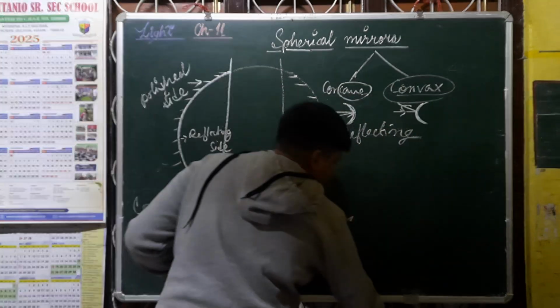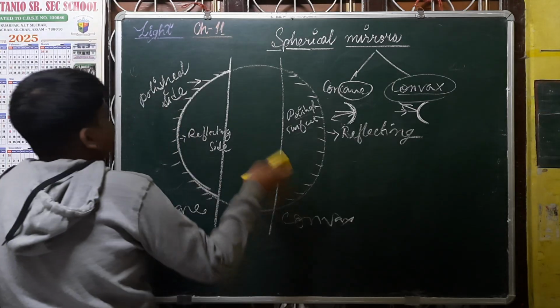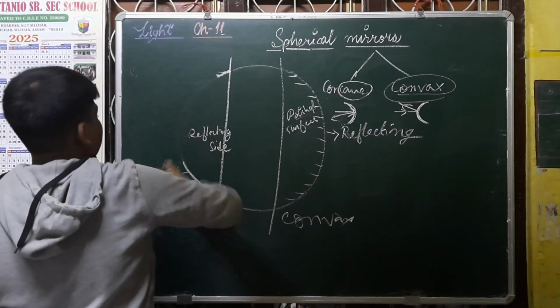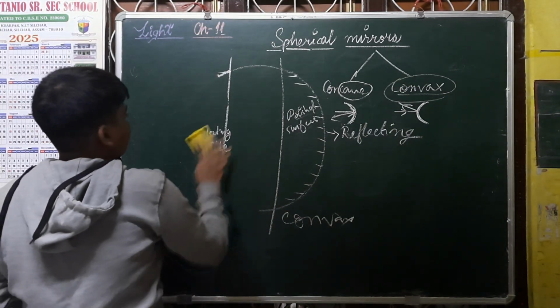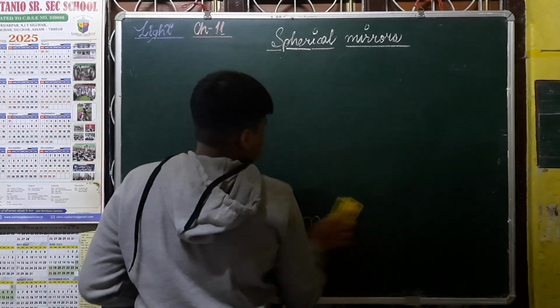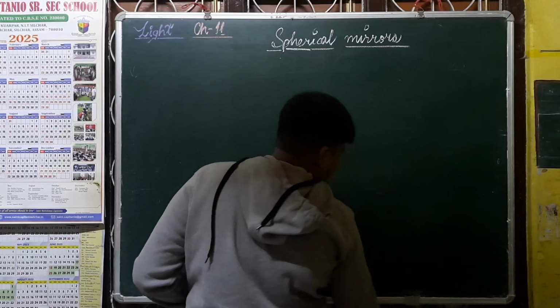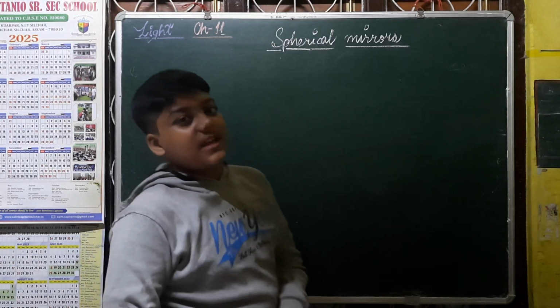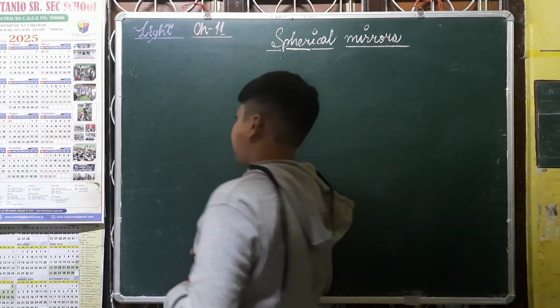So concave and convex mirrors have very useful effects in our life. But first we will study the parts of this concave and convex mirror and how the images are formed in the concave and convex mirror.